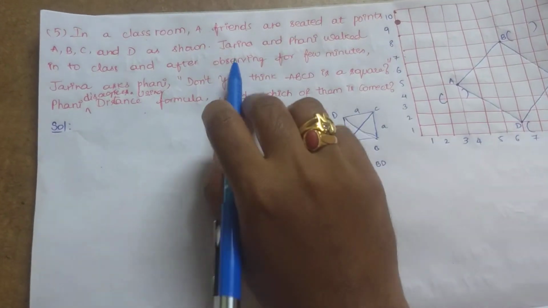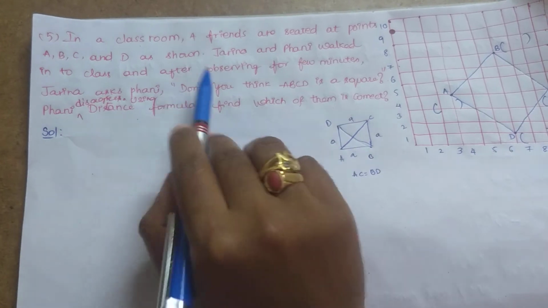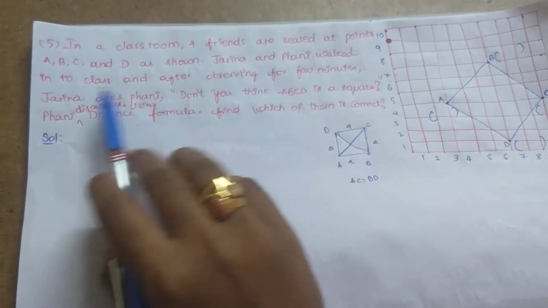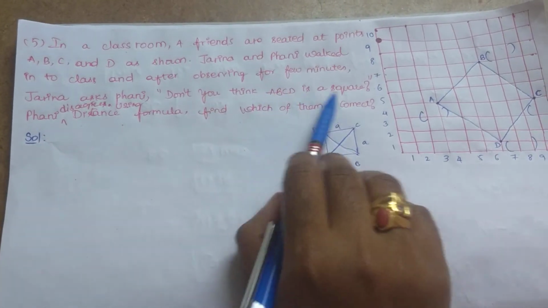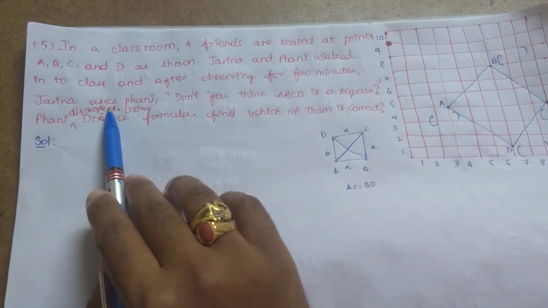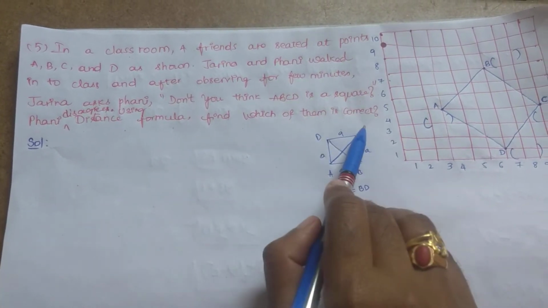Jerina and Funny walked into the class and after observing for a few minutes, Jerina asks Funny, don't you think ABCD is a square? Funny disagrees. Using distance formula, find which of them is correct.